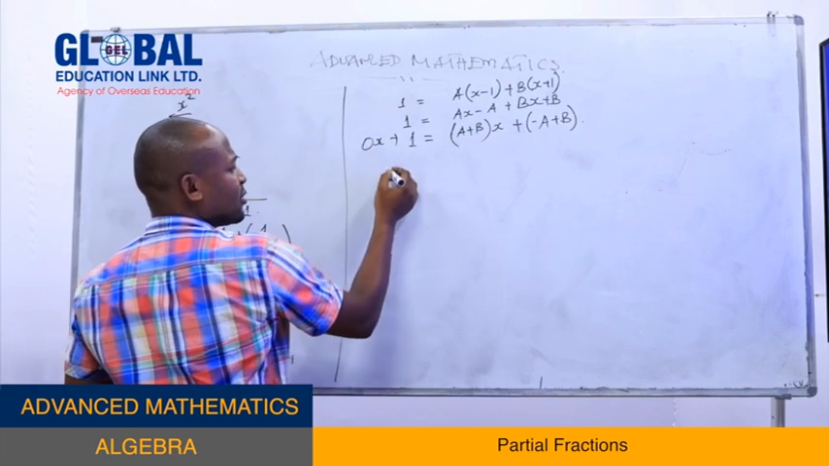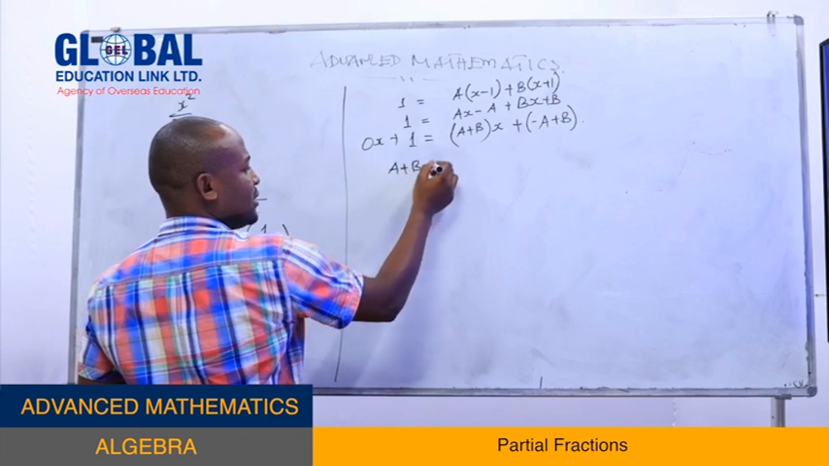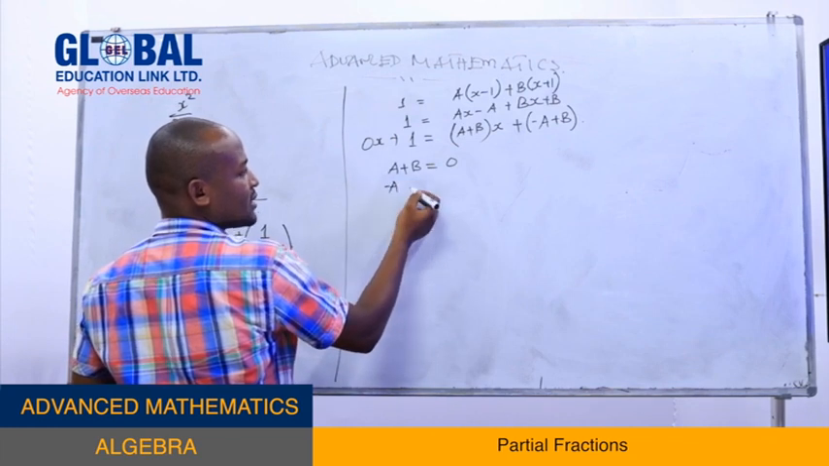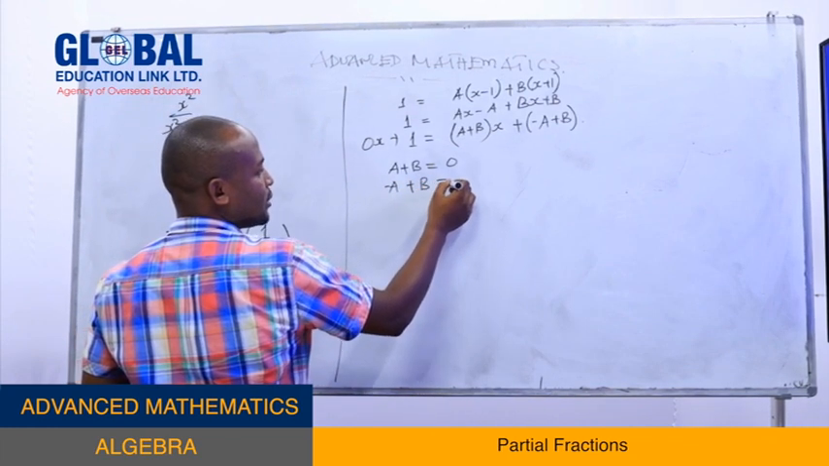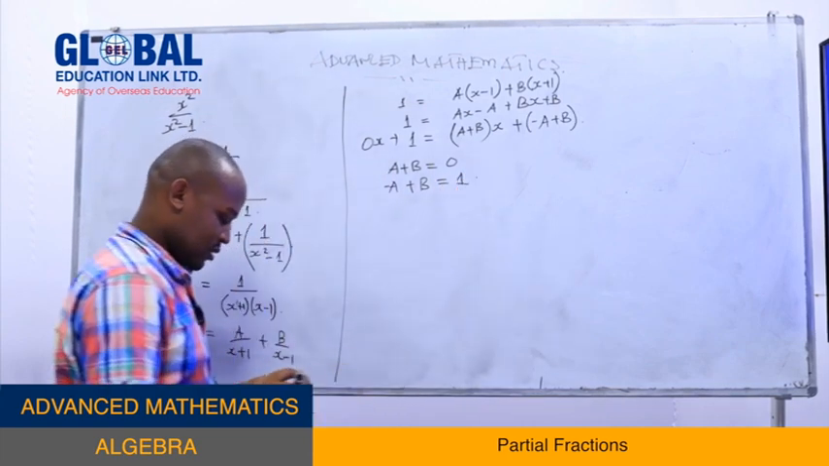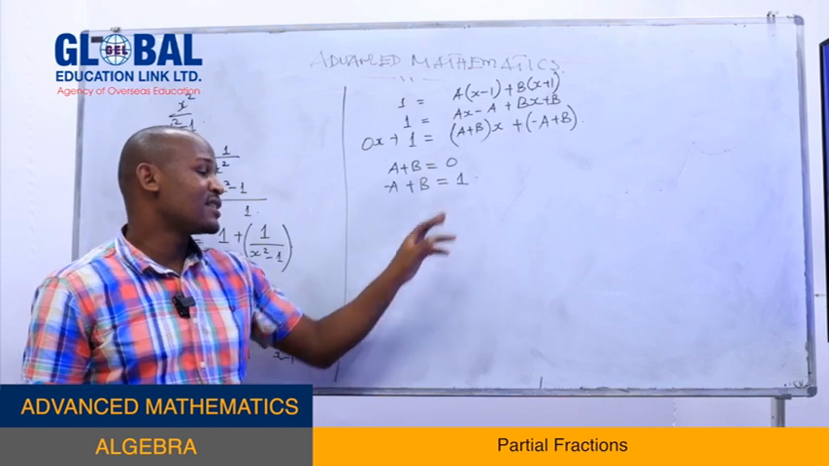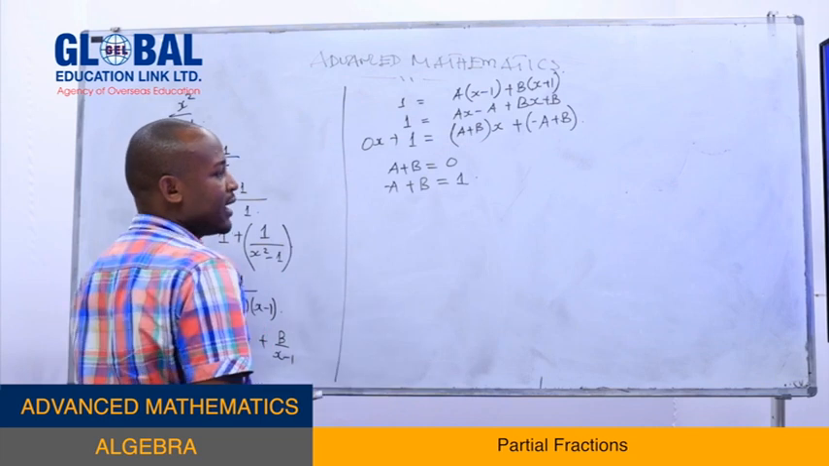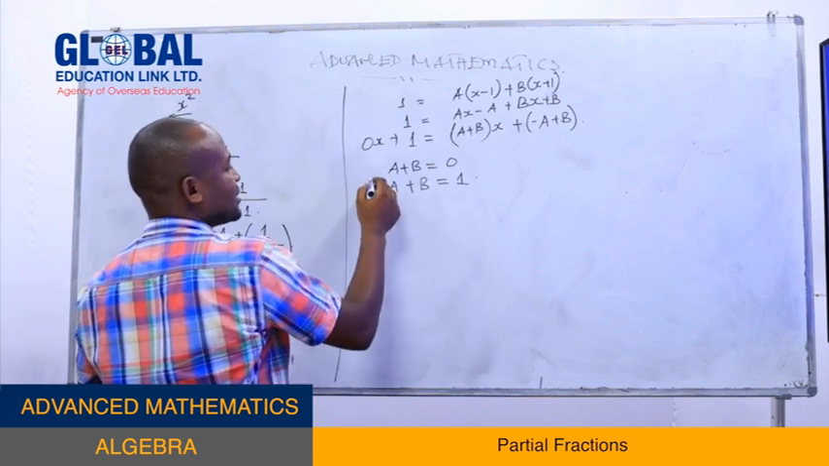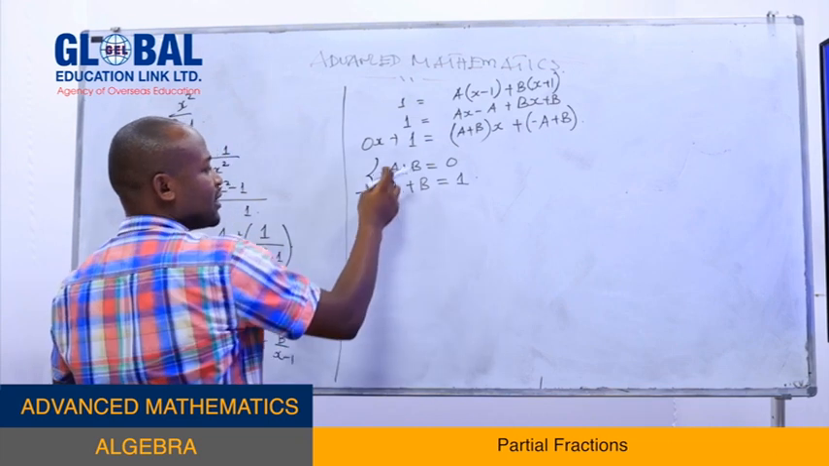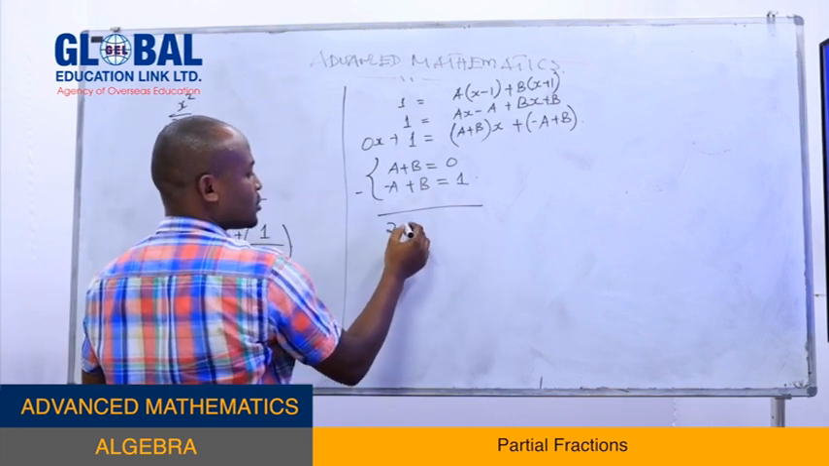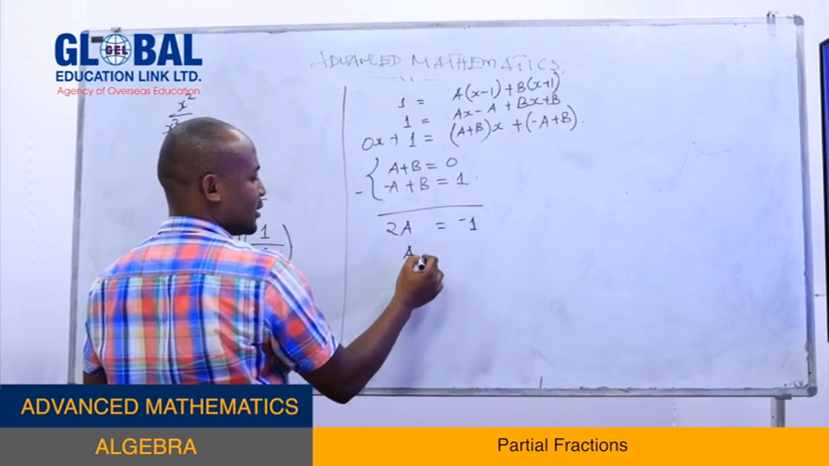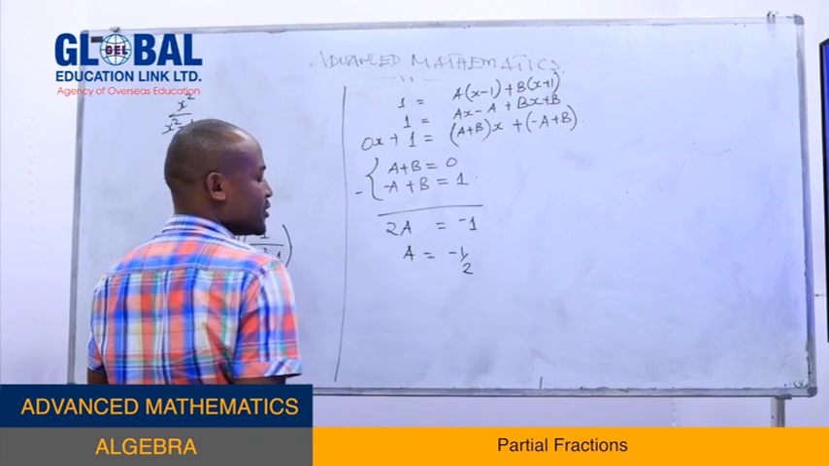Okay, now comparing the coefficients, we shall have A plus B equals to 0, and then again we have minus A plus B equals to 1. You can use a calculator to solve that, but for this case it's fairly easy. We can just eliminate. Or we can just make the subject there and substitute. Now let's eliminate. Let's subtract there. Then this and that equals to 2A, and that is 0, and that is negative 1. And then A is equal to negative 1 over 2.